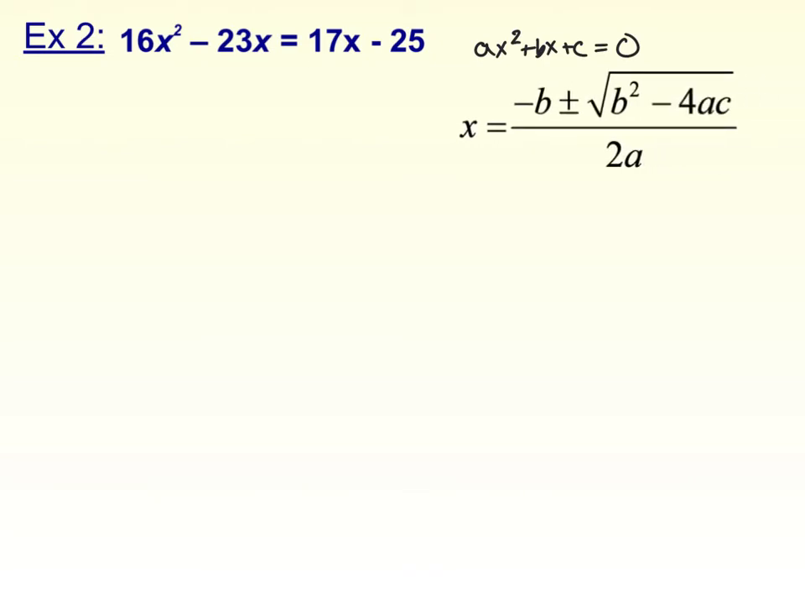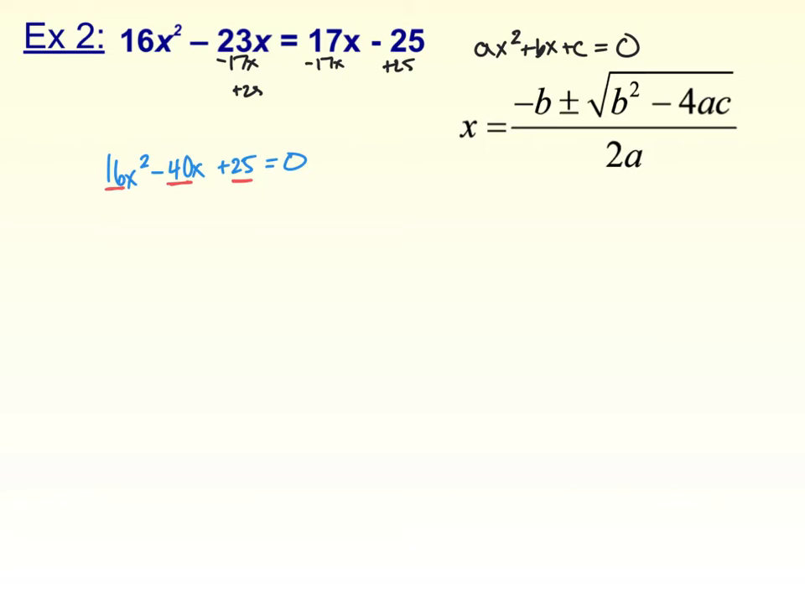So to do that, I have to subtract the 17x from both sides and add the 25. And if I do that, I will get 16x squared minus 40x plus 25 equal to 0. There are my terms. Those are my values. And again, A is 16, B is negative 40, and C is 25.